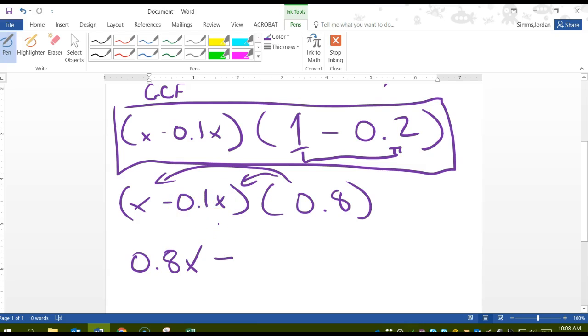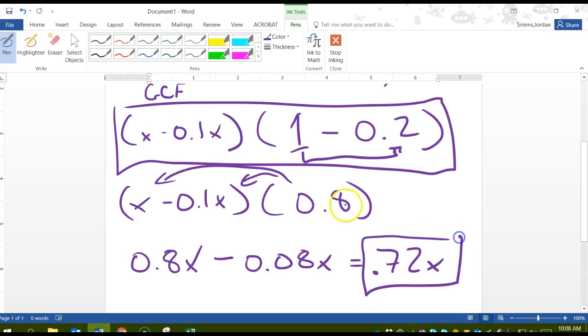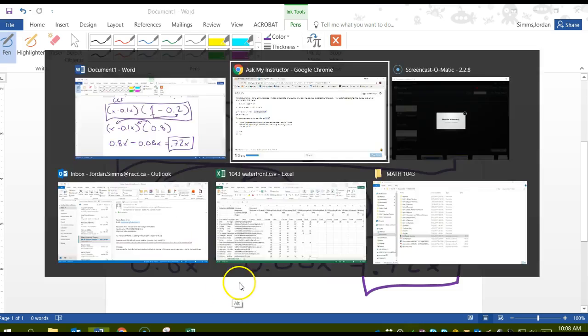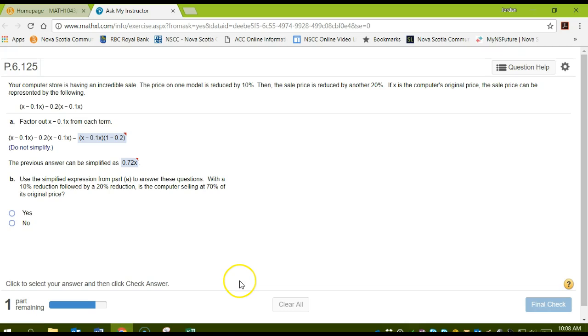Let me get the old calculator going here so I don't lie to you. 0.8 times 0.1 is going to be 0.08. So negative 0.08x. Again, there's an x term here, and we can combine those two like terms. So we got 0.8 minus 0.08, which is going to be 0.72x. So that's part B. We just basically combine like terms, but then we can distribute and then combine like terms again. So that gives us 0.72x.